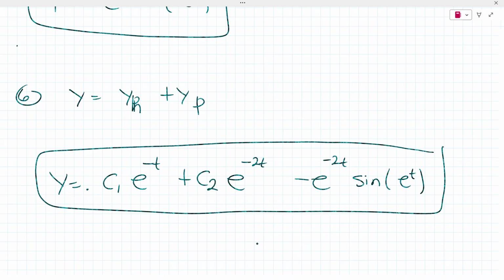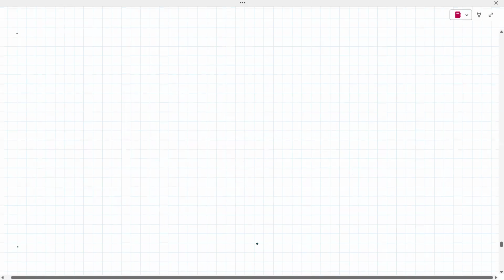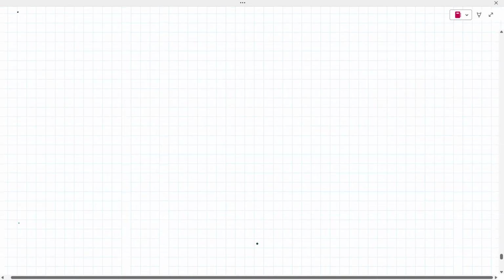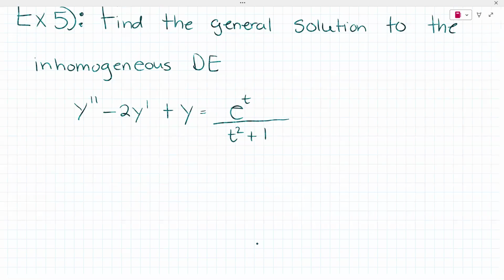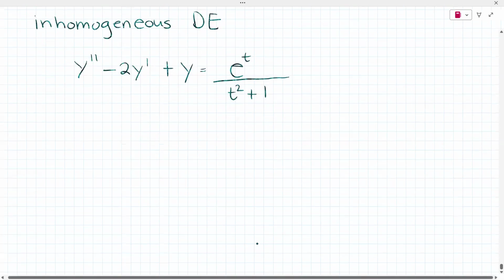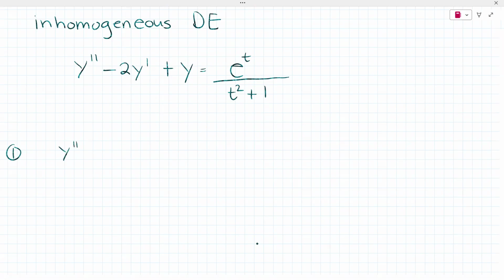Okay, let's do one last example, and this time let's pretend one of our roots were repeated roots. So let's do a last example. What happens if we have a repeated root? Example 5 says, find the general solution to the inhomogeneous differential equation y'' minus 2y' plus y equals e^t over t^2 plus 1. So step 1, put it in the general form. And I think it is in its general form because this has a coefficient of 1, so we don't have to divide anything by anything.